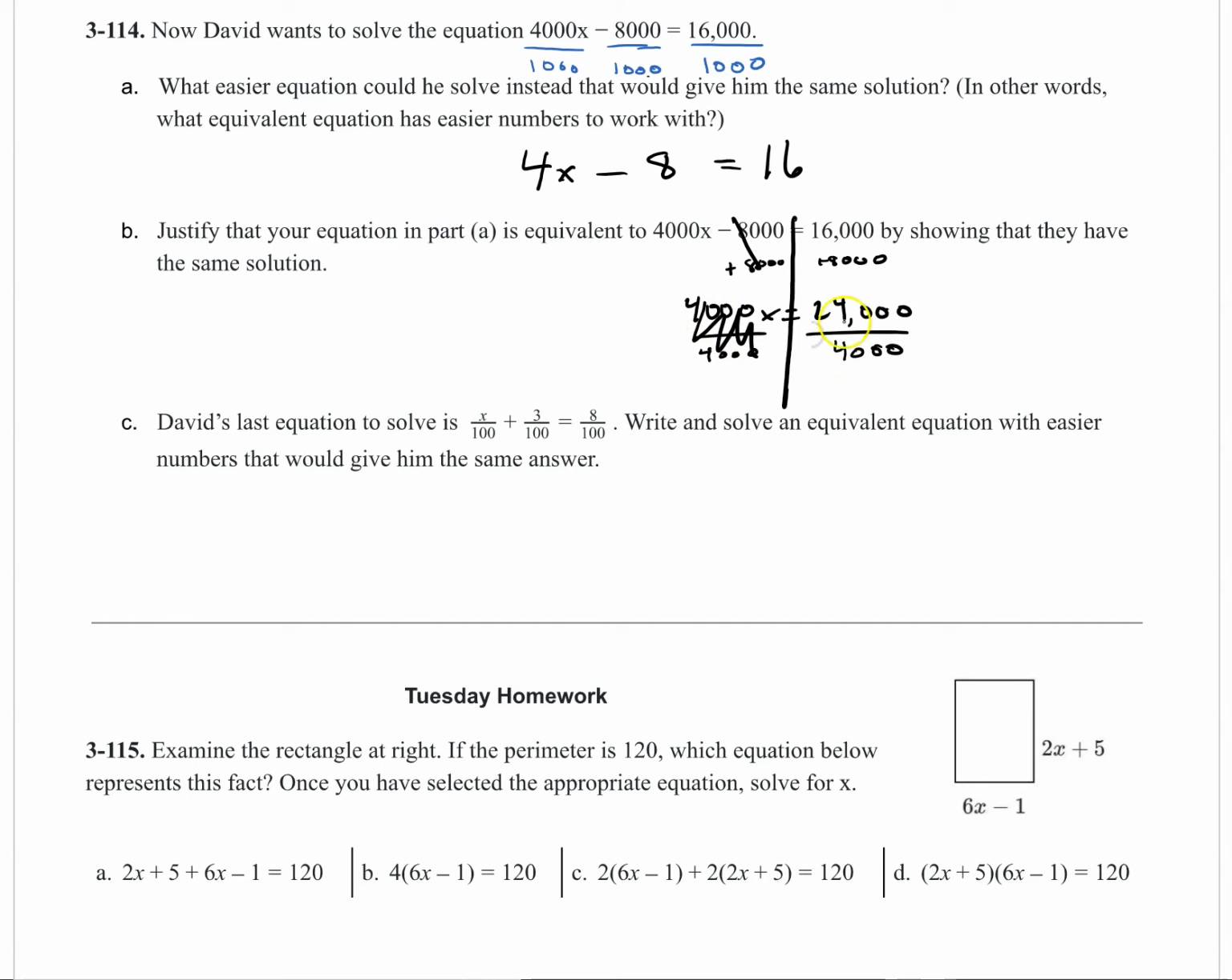Okay, and then 4 goes into 24 6 times. So 4,000 goes into 24,000, still 6 times. 4,000, 8,000, 12,000, 16,000, and so on. X equals 6. If we solve this guy over here, let's see if we get the same solution.